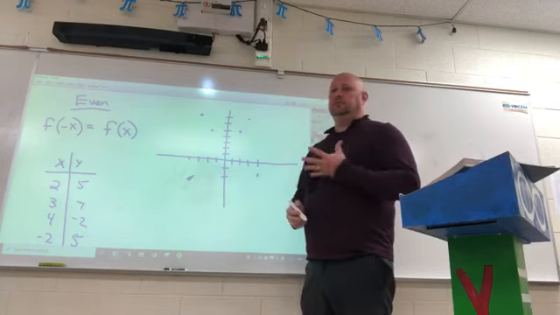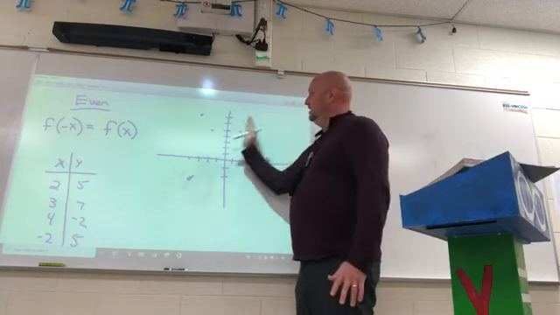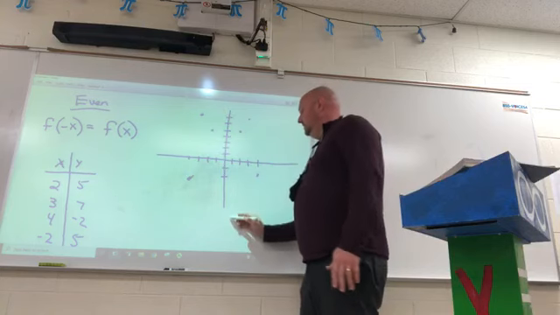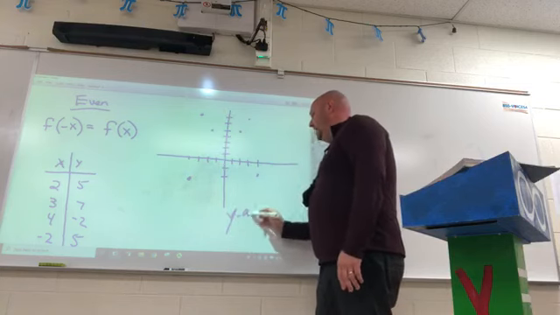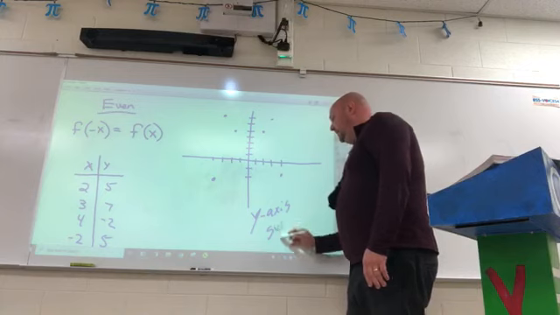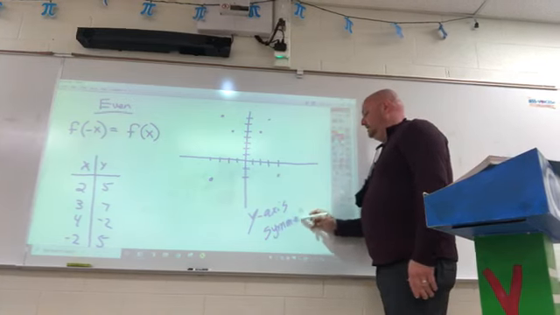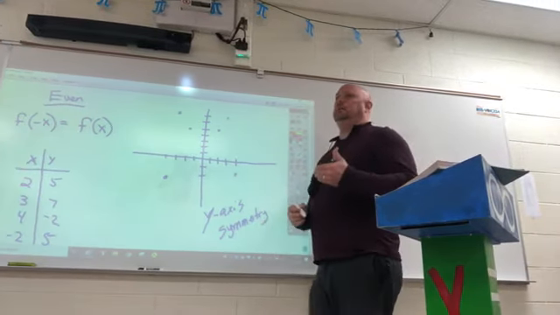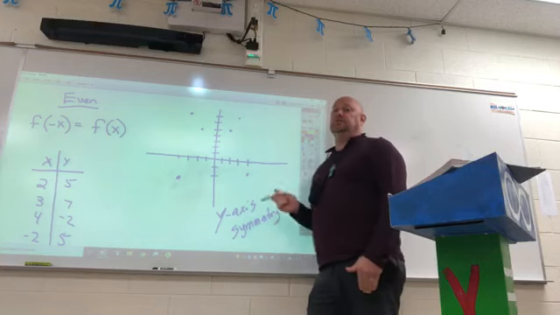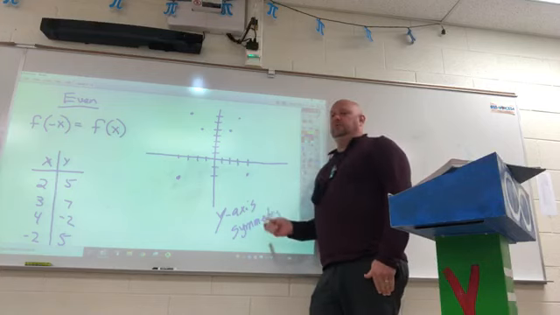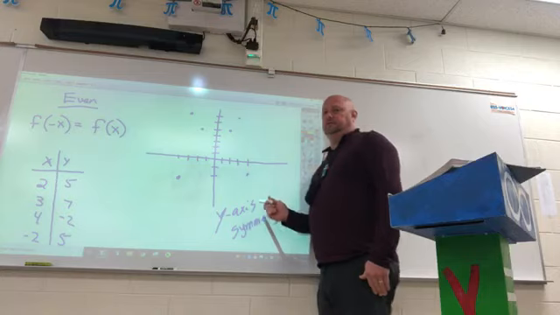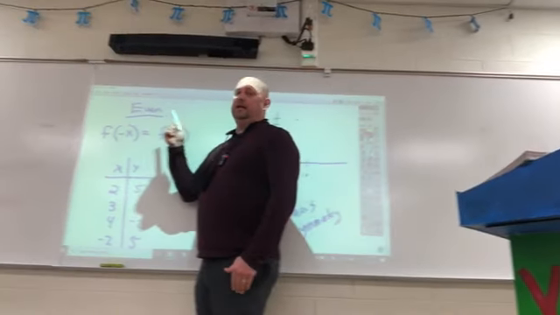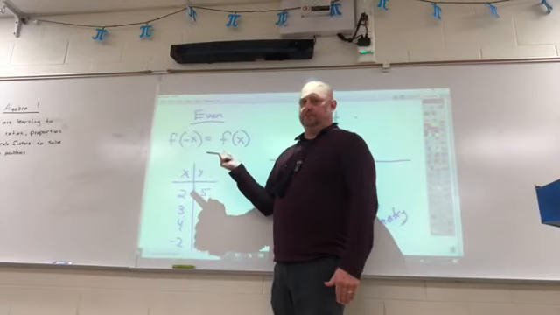Now the question becomes, what type of symmetry is this? Well, those points are going to have y-axis symmetry. So an easy way to tell what type of function something is is by the symmetry. If you ever see y-axis symmetry, you know it has to be an even function.